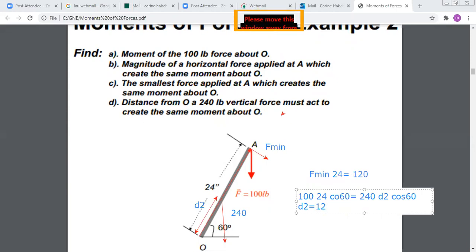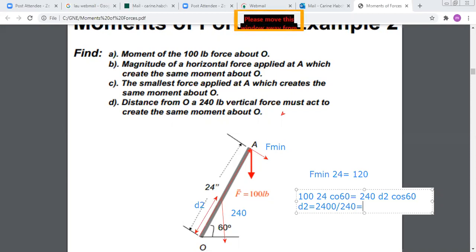d2 is equal to 2400 over 240, which is equal to 10.